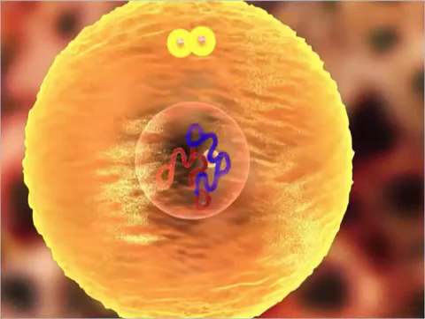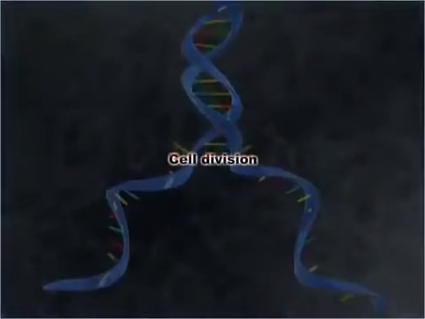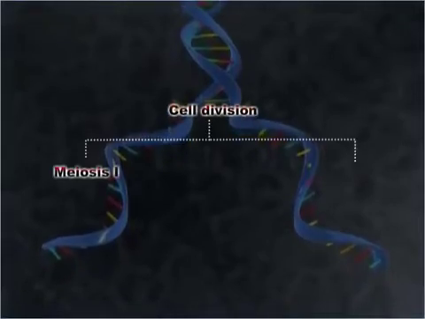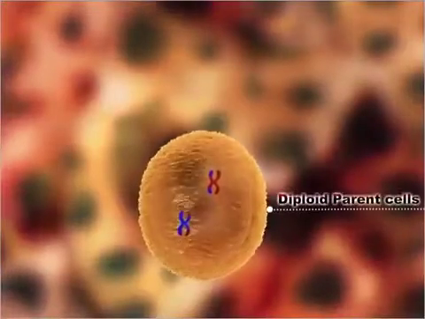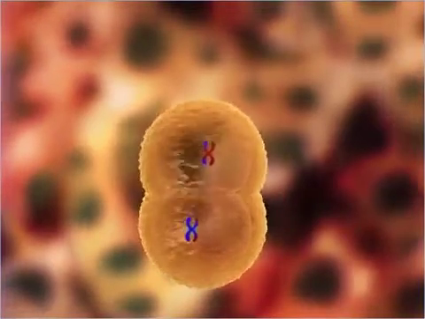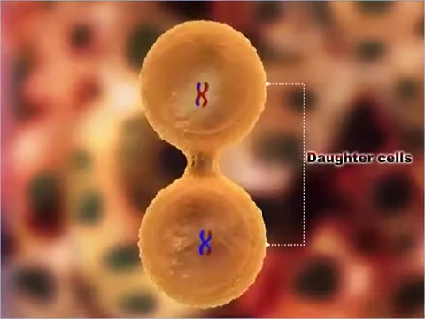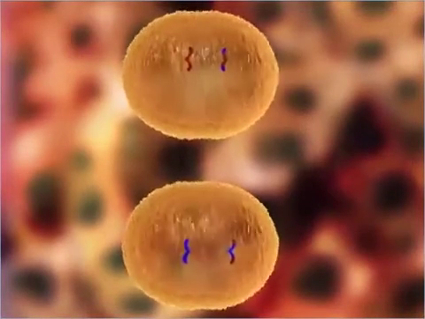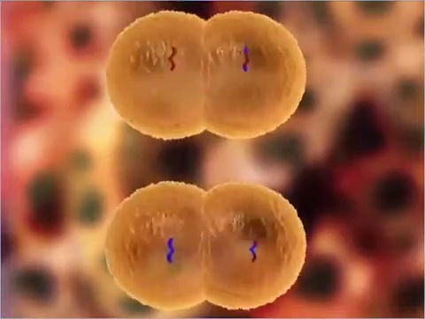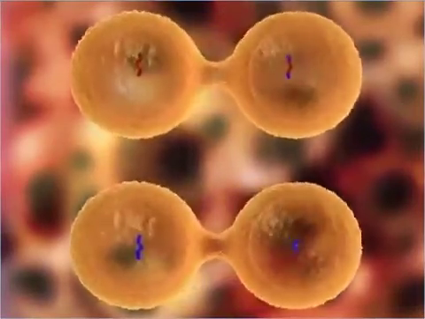Meiosis involves a single round of DNA replication followed by two cell divisions, Meiosis 1 and Meiosis 2. The entire process of meiosis results in the formation of 4 haploid daughter cells with half the chromosome number as that present in the diploid parent cell. However, after fertilization occurs, the chromosome number gets restored.